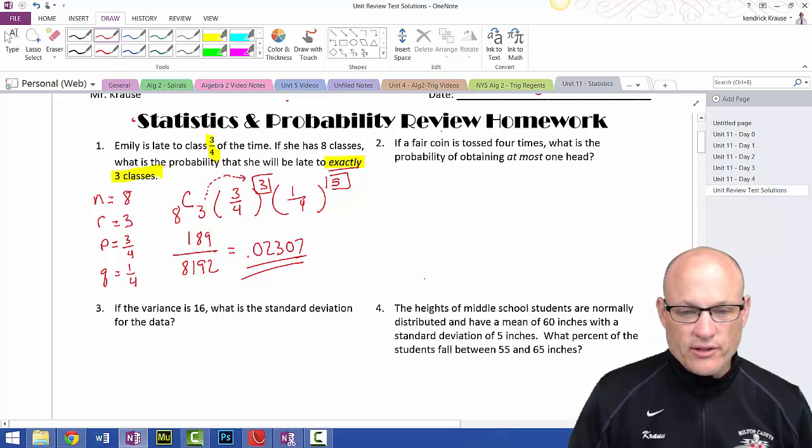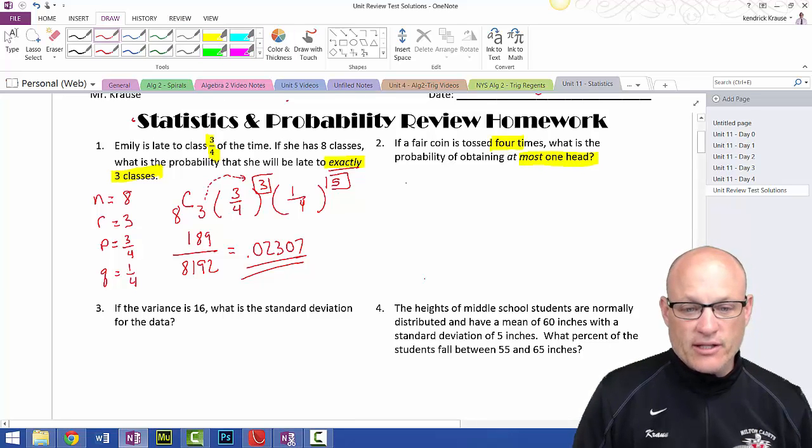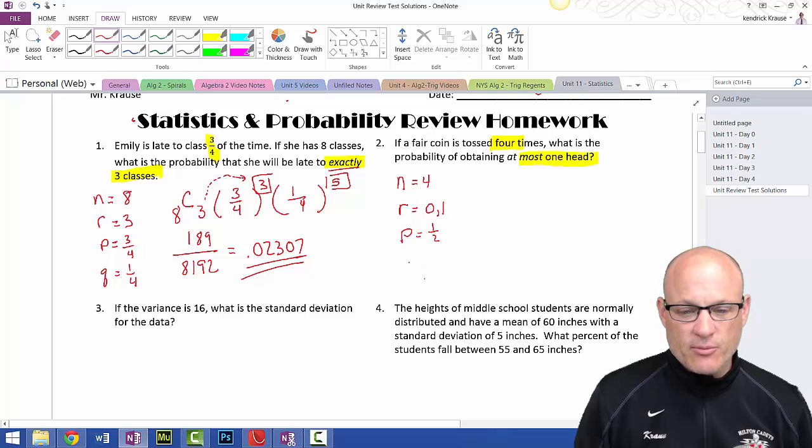Alright. Problem 2 is a fair coin tossed 4 times. There's our N. What's the probability of obtaining at most 1 head? So when it's an at most or an at least or something like that, we've got multiple events to do. In this case, our N is still 4. But our R is going to be at most 1. That means I can get 0 or 1, but nothing more than that. The probability of getting a heads is 1/2. The probability of getting a tails is 1/2.